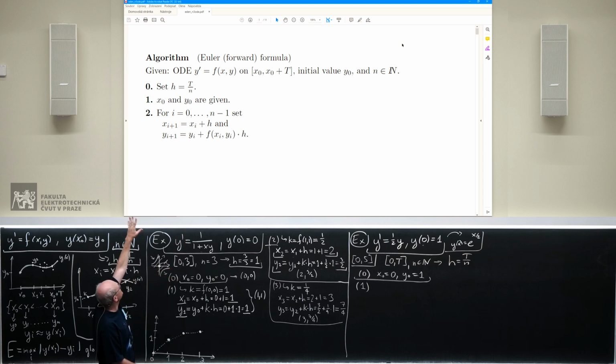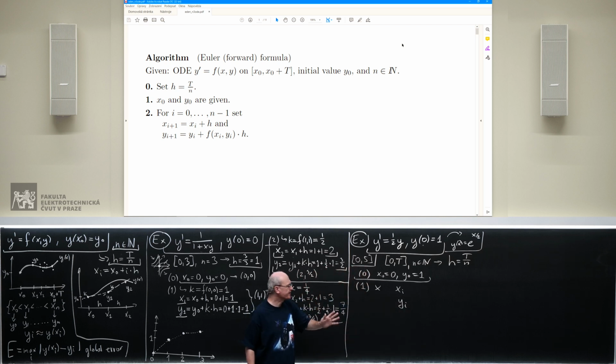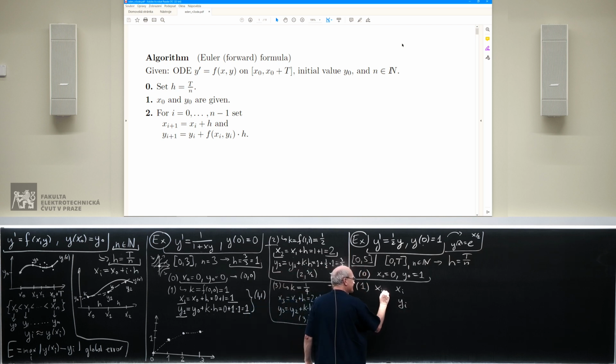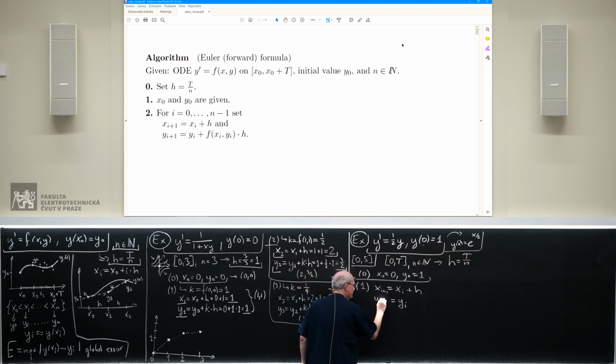I could simply substitute into the formulas and leave it like that, but actually it's better to understand it. So let's talk ourselves through it. I'm sitting at the point xi, yi. How do I generate the new pair? Well, the new xi plus 1 is obtained just by shifting. That was easy. How do I obtain the next yi plus 1?